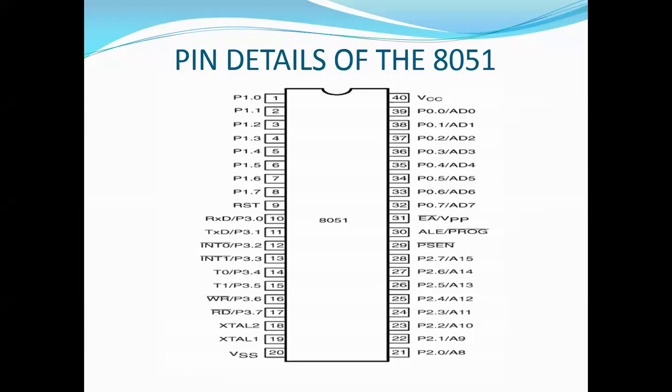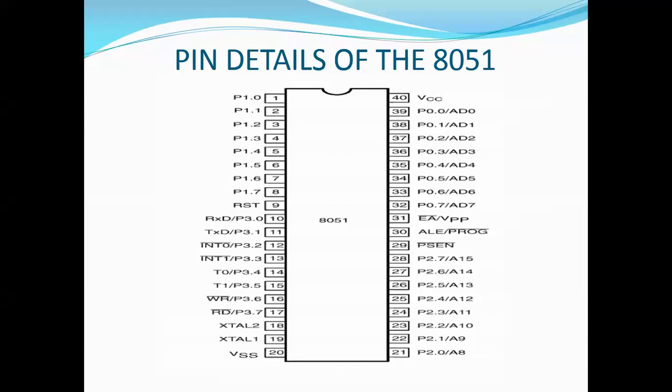These are called ports. What is the function of a port? Take a normal airport, for example. It is for people and other things to go in and out. Like that, here data or address or other signals go in and out through this area, so it is called ports. Here the total 32 pins are divided into four categories: port 0, port 1, port 2, port 3. So each group consists of 8 pins.